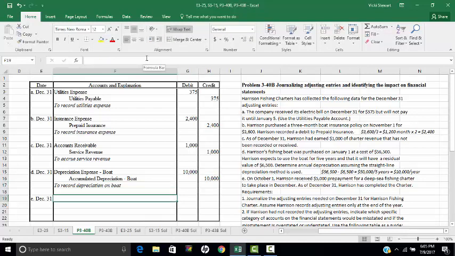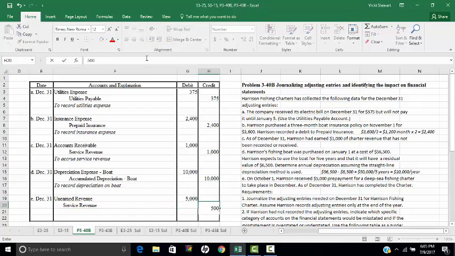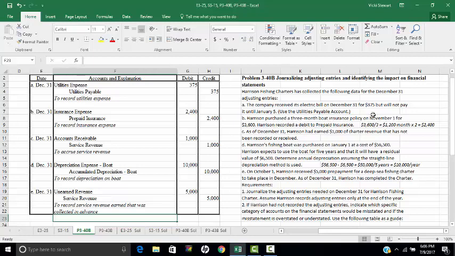E says that on October 1st, Harrison received $5,000 prepayment for a deep sea fishing charter to take place in December, and as of December 31st, Harrison has completed the charter. So when we received the money, we would have credited unearned revenue. So now that we have completed the charter, we're going to debit unearned revenue for $5,000. And now we're going to record the service revenue for $5,000. And our explanation will just be to record service revenue earned that was collected in advance. Okay, so those are the 5 adjusting entries that we needed to make.